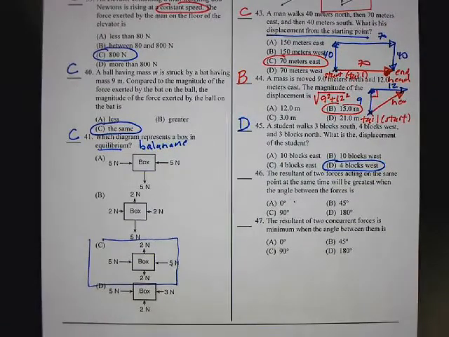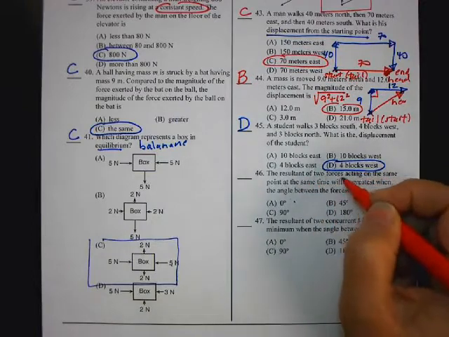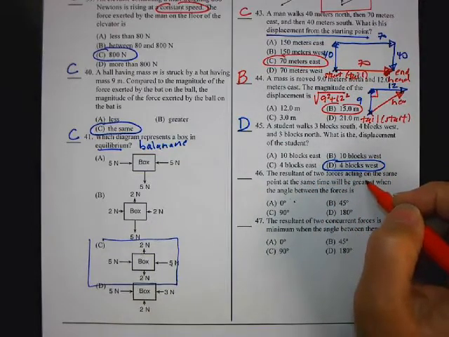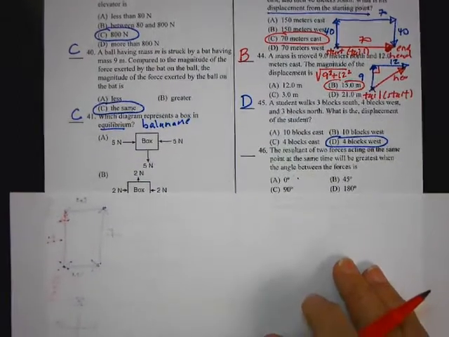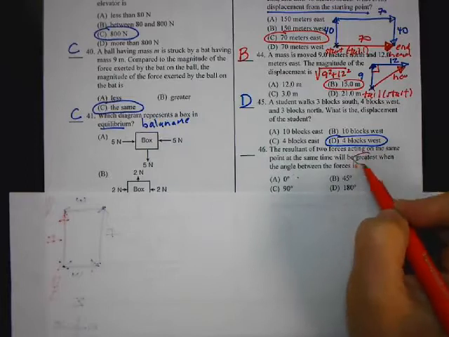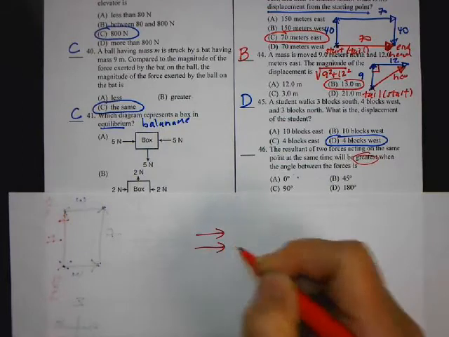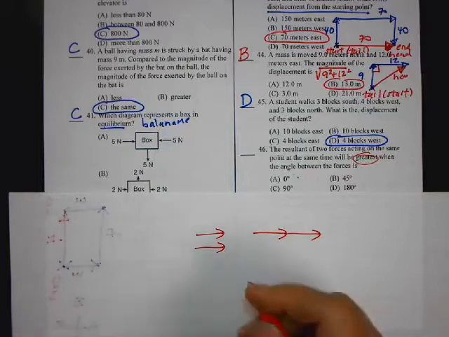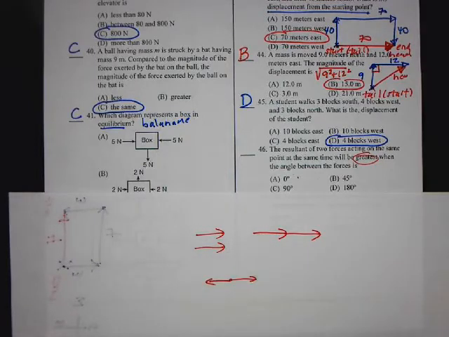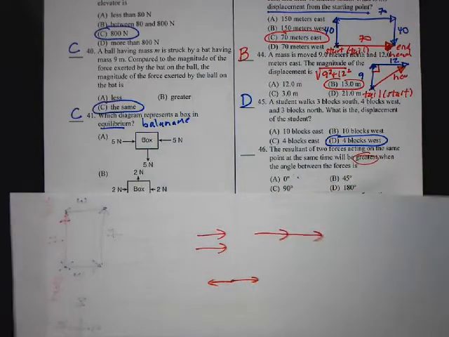All right, number 46. It says the resultant of 2 forces acting on the same point at the same time will be the greatest when the angle between them is... Well, it might help us to conceptualize this as a picture. So I want it to be the greatest. So if I had 2 vectors and the angle between them is 0, when I add them head to tail, this is my resultant. When they're going in opposite directions, they could cancel each other out. So when the angle between them is 0, I'm going to have the greatest resultant.